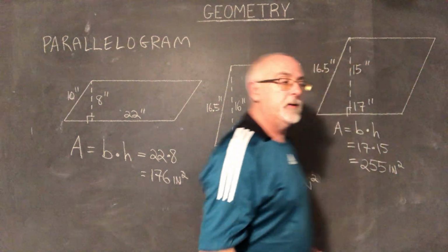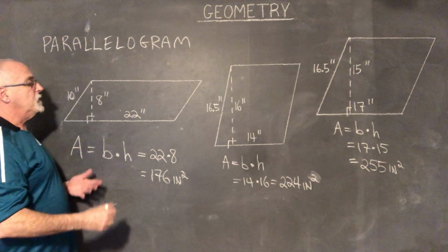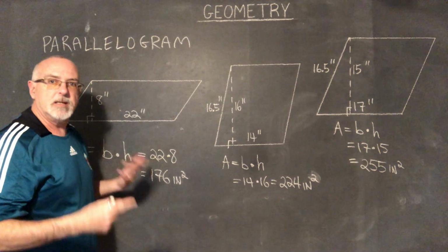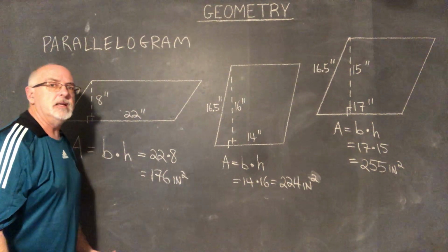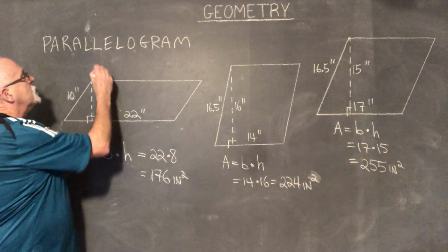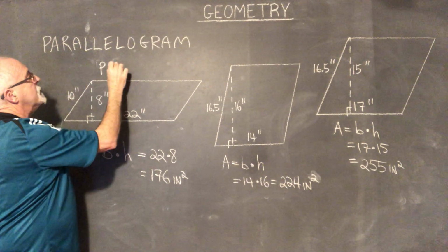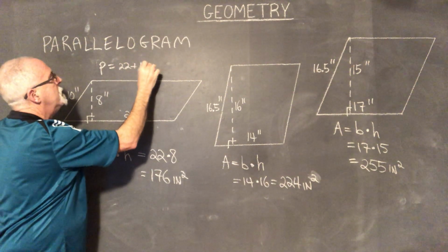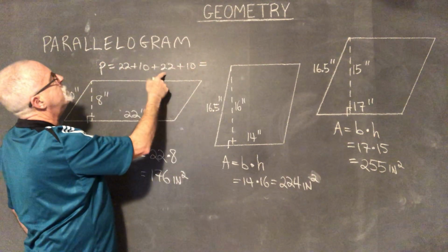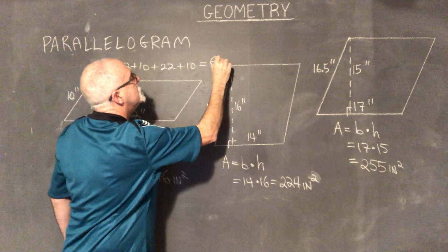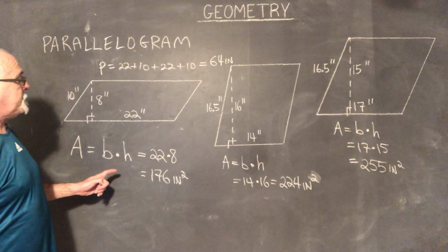Now, let's find the perimeter of all three of these shapes. I'll do this up here. And I'm just going to add the lengths of the four sides. It's not base plus height plus base plus height because we're not using the height. So I'd have to say base plus short side plus base plus short side. I don't want to write all that. So I am just going to write perimeter equals 22 plus 10 plus 22 plus 10, which is going to be 20, 40, 50, 60, 64 inches, not squared. It's a perimeter, it is not an area.